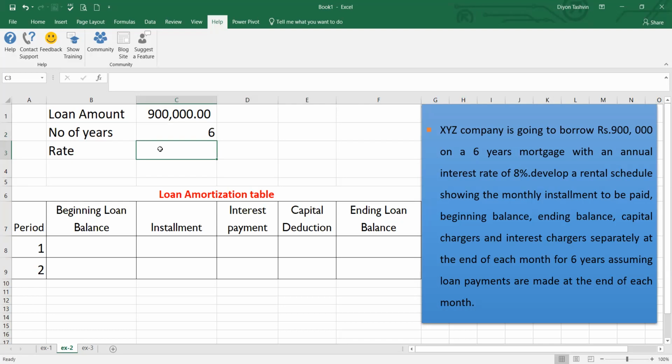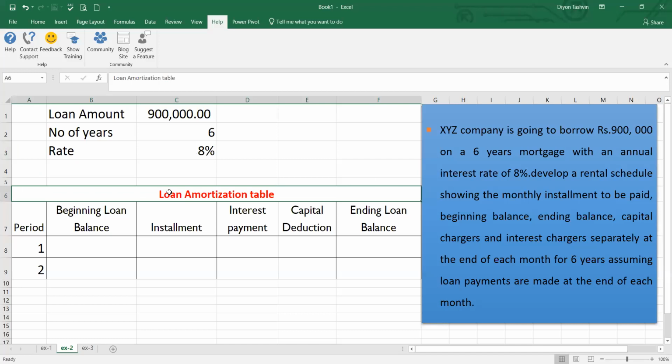8% into decimal means 0.08. So you can keep it in decimals. If not, you can convert it to a percentage as well. So the next one, develop a rental schedule. So here they are asking for a rental schedule.